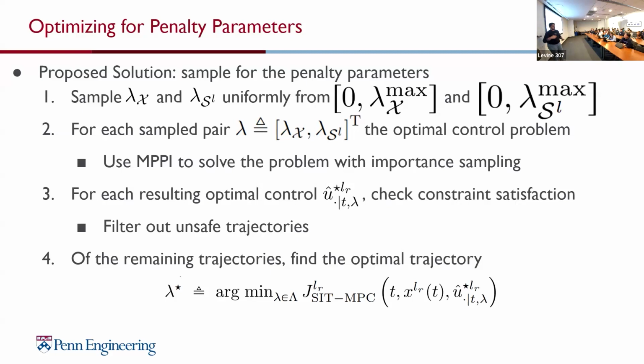So in the same spirit of sampling-based MPC, we're also suggesting that we sample those lambda penalty parameters, so we can then have a set of candidate trajectories that we can study. The way that we do this is that we first sample lambda x and lambda SL uniformly from a set bounded from 0 to some lambda x max, which is something we can tune, and 0 to lambda SL max. For each sample pair, lambda x and lambda SL, we solve the optimal control problem using standard MPPI with now a new cost, where we use importance sampling to weight the trajectories with the lambdas.